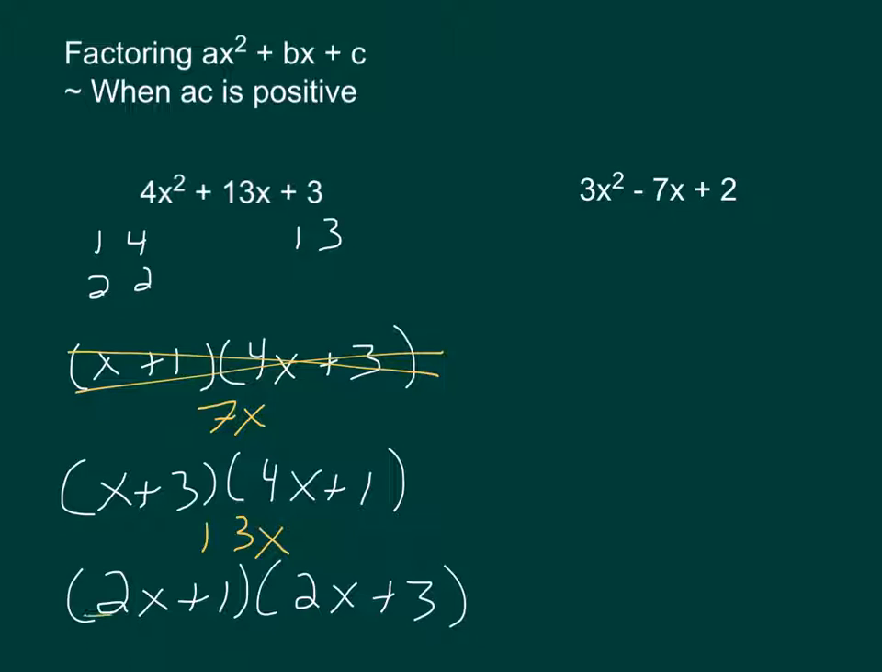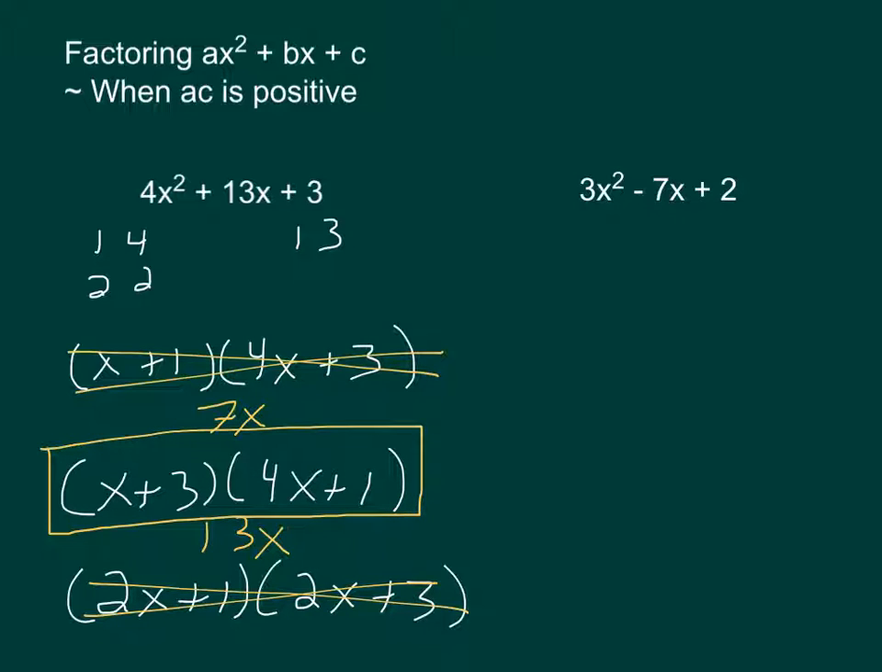As soon as I do that, I can disregard my last option, because that was the only chance that I had to make it work. So this means that the correct factored form of my trinomial is x plus 3 times 4x plus 1. It takes some trial and error, some kind of intelligent or educated guessing, but you can get there.